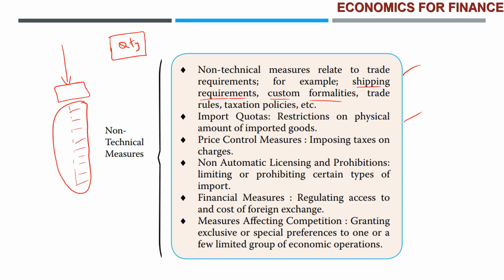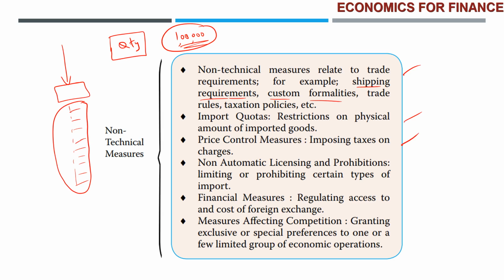Let us say for a particular importer of mobile phones, in a year he can import only 1 lakh mobile phones. That is his quota. He cannot import one more phone beyond that. Thereby we are restricting the overall quantity of imports. So those are called import quotas.